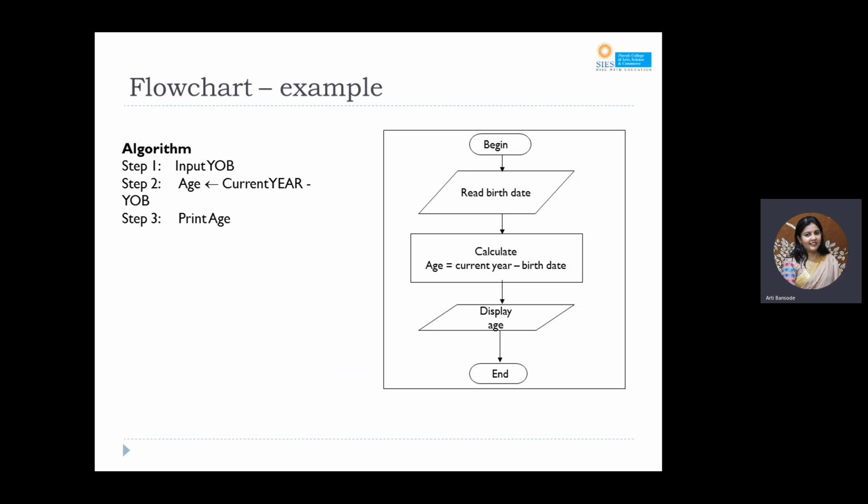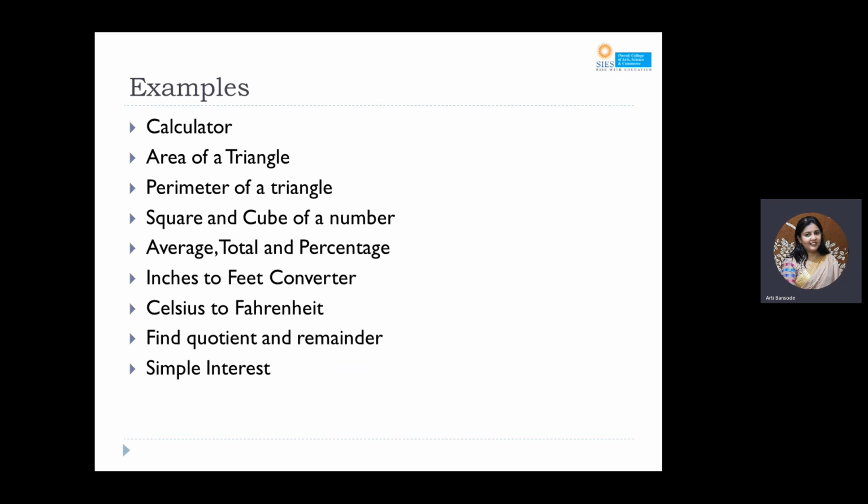In the flowchart representation you can see यहाँ पर begin लिखा है, you can write, usually it is written as start, then read birth date, calculate age as current year minus birth date, the year of birth, and finally display the age and end. So that is a very simple program for calculating age.